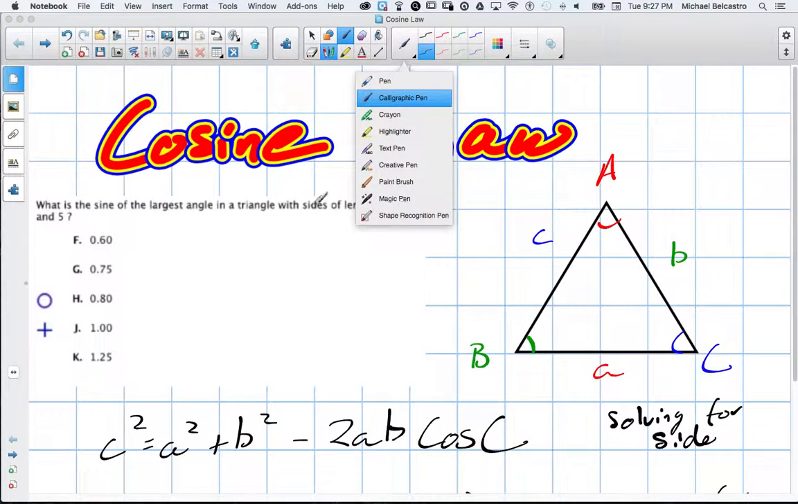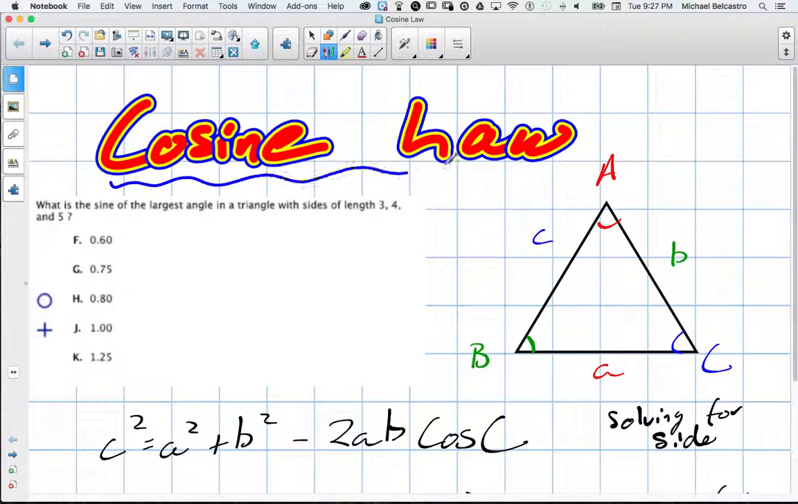Okay, in this question, I've stated there's going to be cosine law, but actually by reading it, you wouldn't know that at first. And I'm actually going to show you a shortcut around this. So what is the sine? We're going to take the sine of the largest angle in the triangle with sides that have lengths of 3, 4, and 5. Okay, so I have a little background knowledge about 3, 4, and 5 side lengths for a triangle. I have an idea of what it's going to look like.